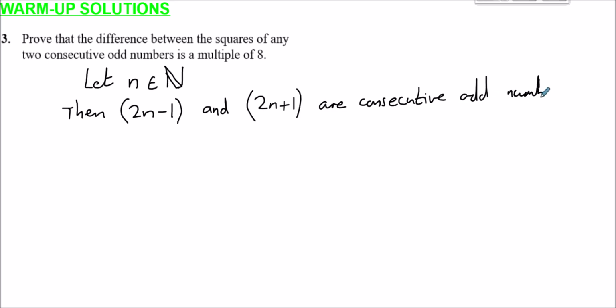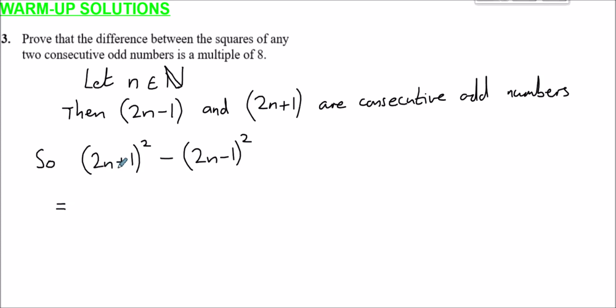The next thing we need to do in this question is show something about the difference between them. We need to show that it's a multiple of 8. Well, to find the difference between anything, you take the bigger thing and subtract the smaller thing. Here we're interested in the squares of these odd numbers, not the odd numbers themselves. So we take the bigger one, square it, and then minus off the square of the smaller odd number. So we're going to do 2n plus 1 all squared, and I'm going to subtract away 2n minus 1 all squared.